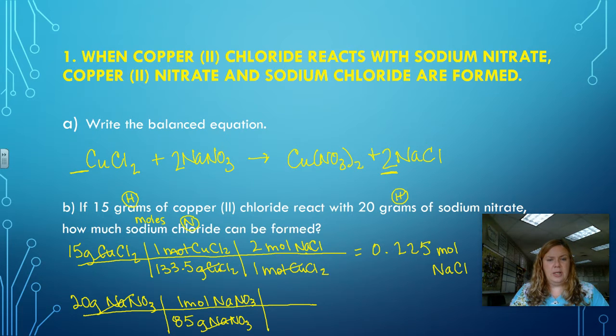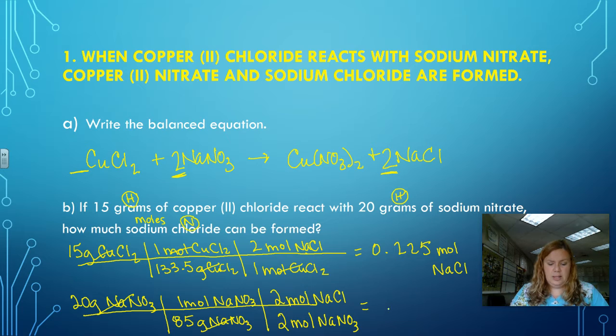Once I do that, I'm going to use my mole ratio. Notice I have 2 moles of NaNO3 for every 2 moles of NaCl. According to my mole ratio, I have a 2-to-2 ratio for every 2 moles of sodium chloride. So if I calculate that, I'm going to get 0.235 moles of sodium chloride.